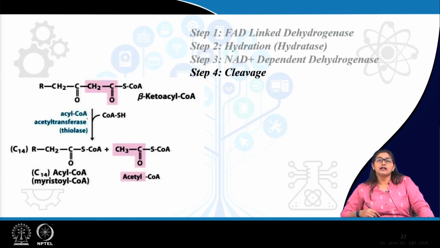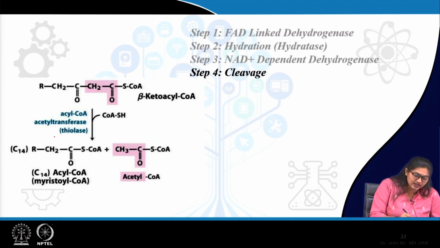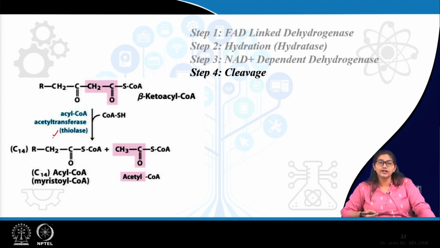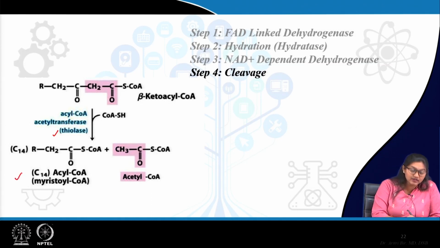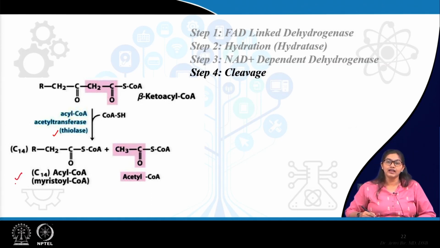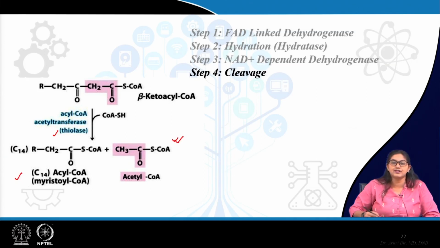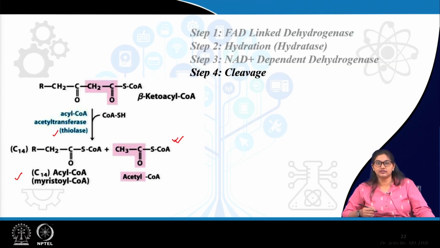And the last one is thiolytic cleavage with the enzyme acyl coenzyme acyl transferase. Here it is acetyl transferase, also known as thiolase. What is formed is a fatty acyl coenzyme 2 carbons shorter than the previous one. So, we started with palmitic acid, which is a 16 carbon long compound, and here what is the product? C14, that is myristoyl coenzyme, and the released product is acetyl coenzyme. So, the 2 carbon unit which is released is acetyl coenzyme via thiolytic cleavage.